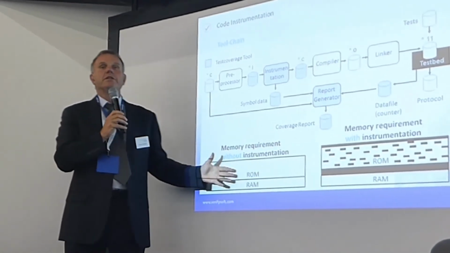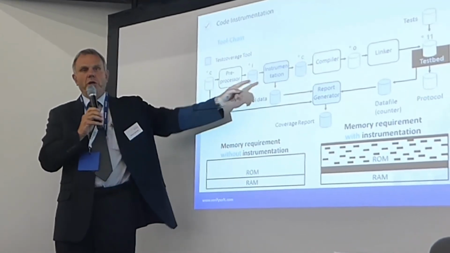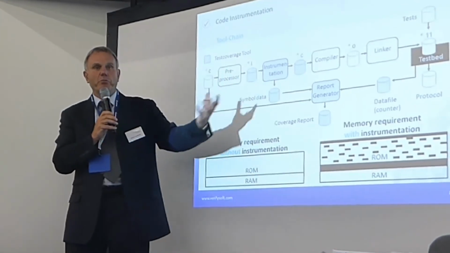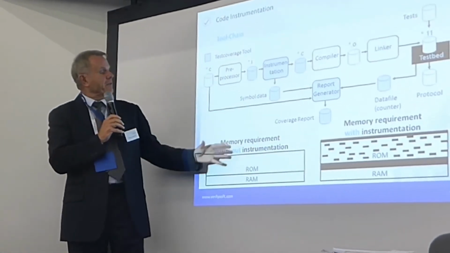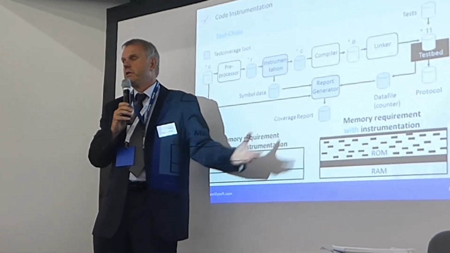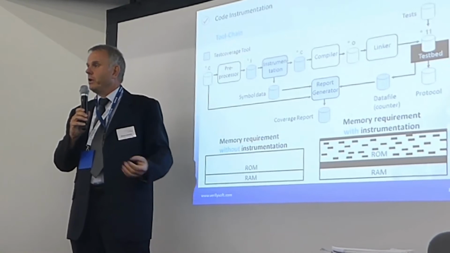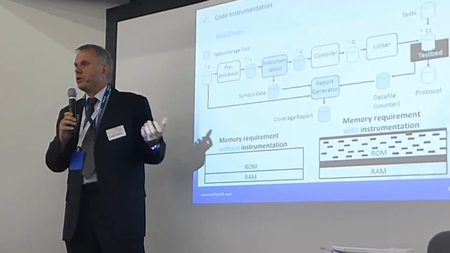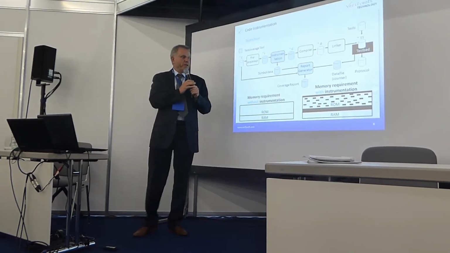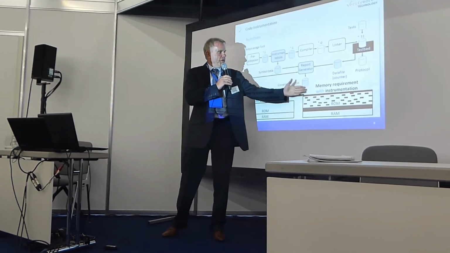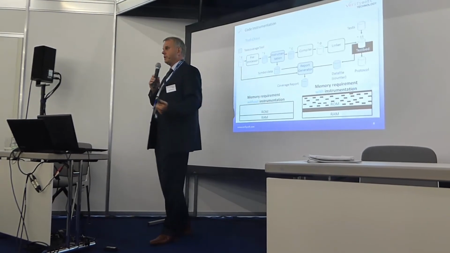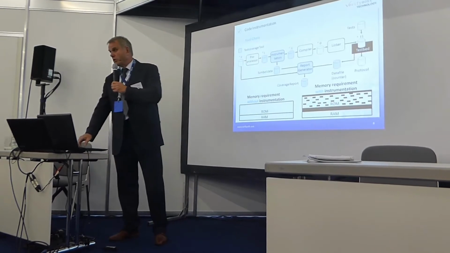The problem is with this instrumentation you need more memory space, okay? Because the counters you have to put them somewhere. And in embedded systems, very often or always the memory is reduced. But with Testwell CTC++, we have an advantage here because the instrumentation overhead is very low. It's low in space, and it's also very low in instrumentation time.